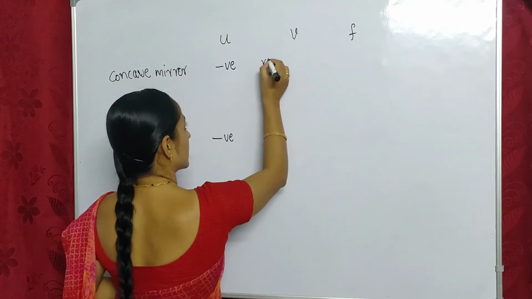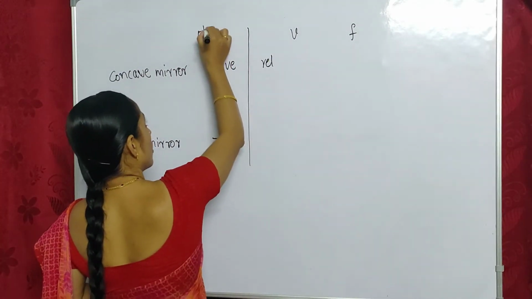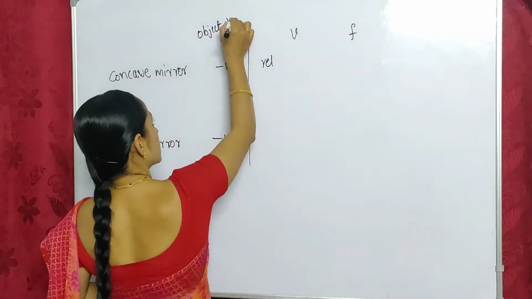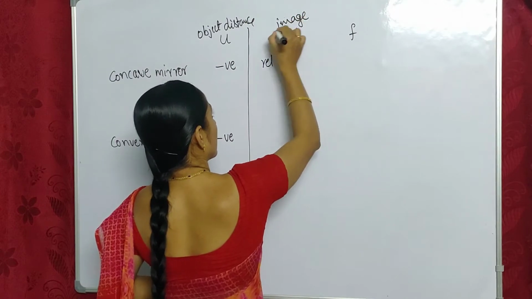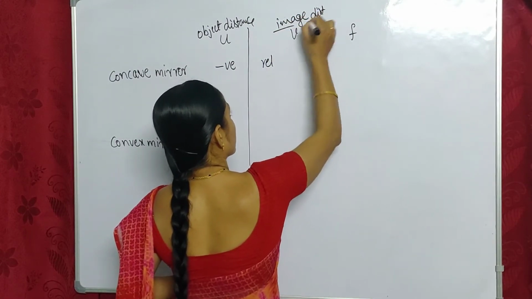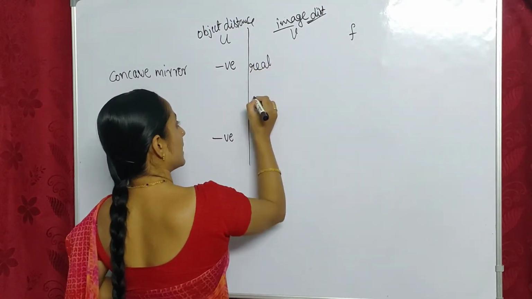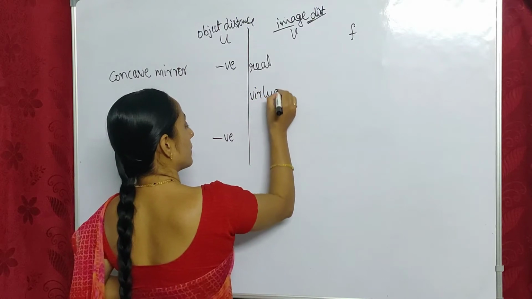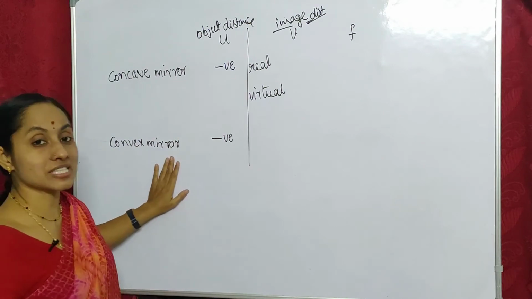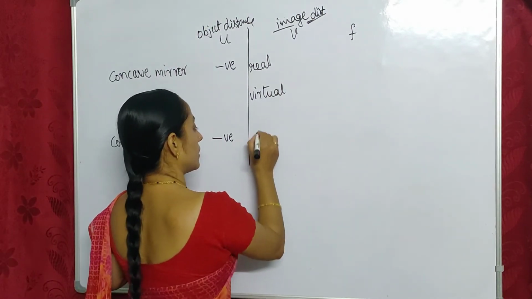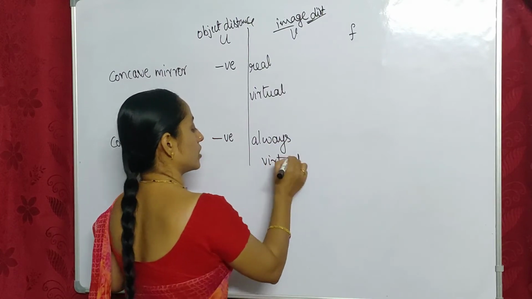So if the image is real, this is over. What is this? Object distance. Now what is this? Image distance. So when we are measuring image distance, we have two types of images. One is real image, the other one is virtual image. And real images are formed only in concave mirror. Convex mirror, the image is always virtual.